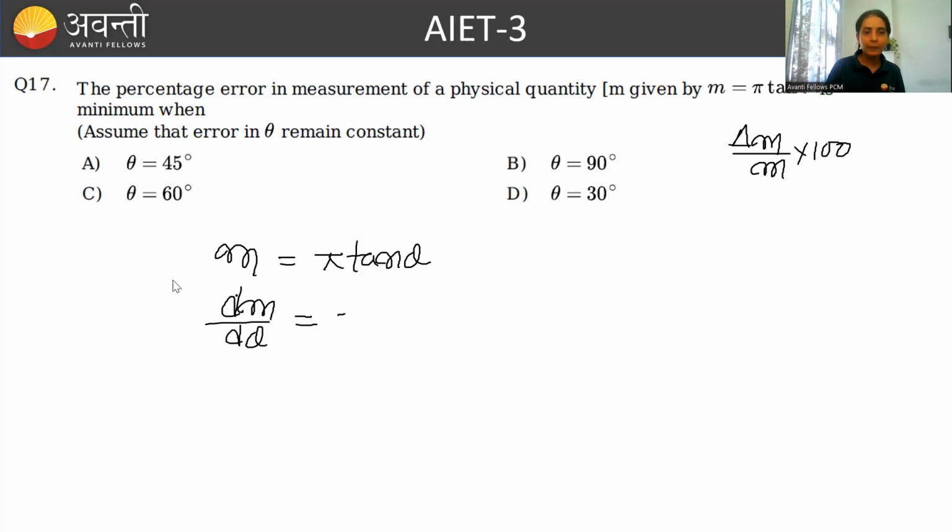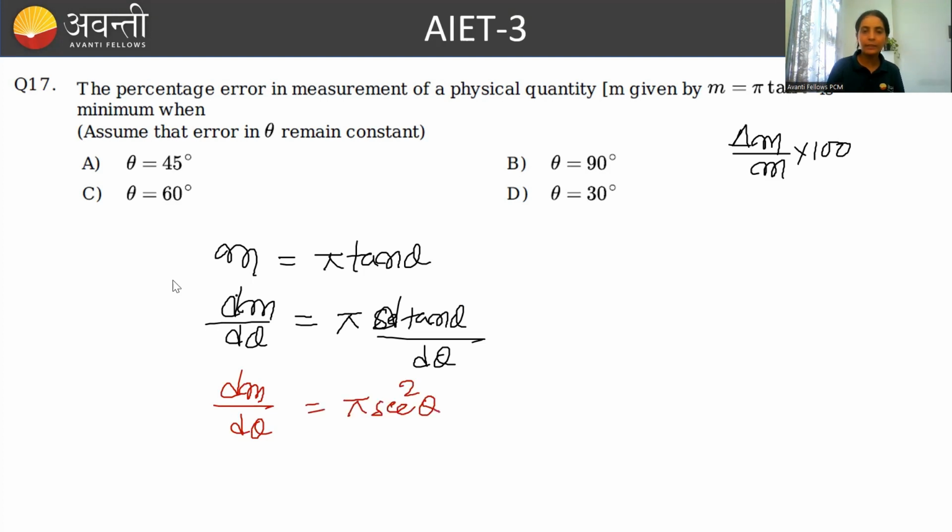Okay, so here if you do d tan theta, what will you write? d theta. So this is going to be equal to what? If you solve it, this is going to be equal to dm by d theta equal to pi sec square theta, right? This is pi sec square theta.